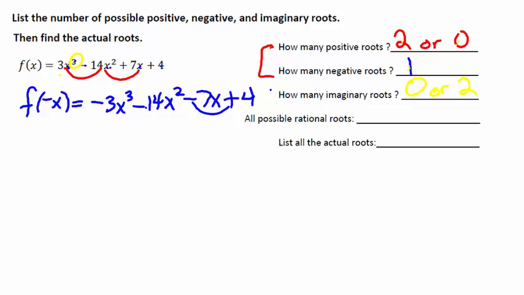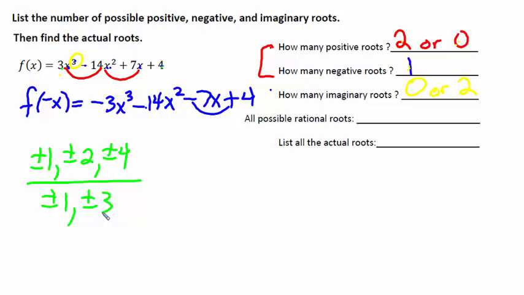Next, we're supposed to list all possible rational roots. Well, the rational roots theorem says if there are any rational roots, you can get them by generating a list of all the factors of the constant term at the end. So let's see, 1 goes into 4, 2 goes into 4, and 4 goes into 4. Over all the factors of the lead coefficient. So 1 goes into 3, and 3 goes into 3. Your possible rational roots then come from all the fractions that you can make out of these combinations of numbers.